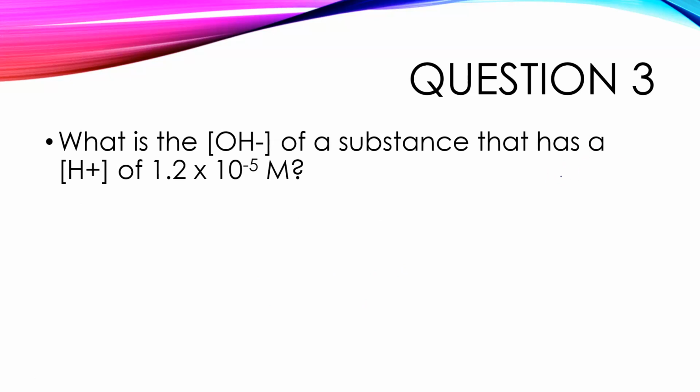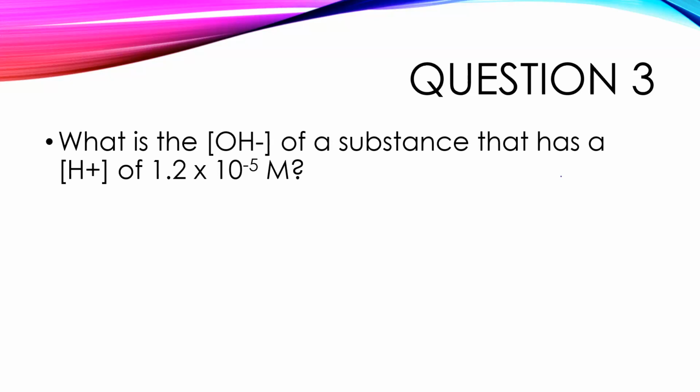Now let's kick it up a notch with question number 3. In this question, you are asked what is the hydroxide ion concentration of a substance that has a hydrogen ion concentration of 1.2 times 10 to the negative 5th molar. Pause this video, solve your answer, and come back when you're done.